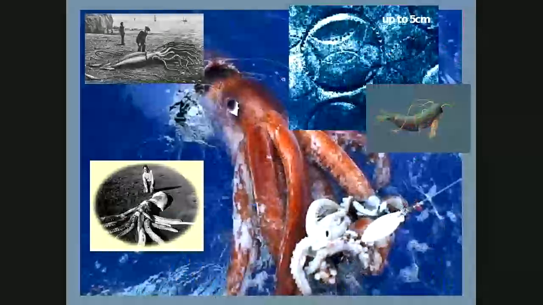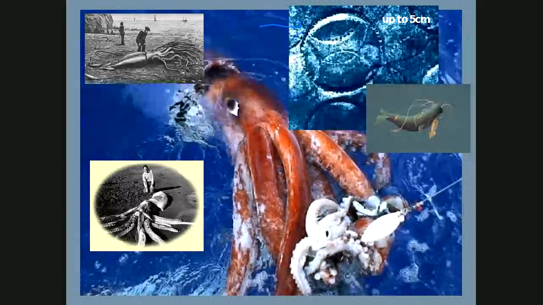Now, back to their size again. Where are the big squid? Well, we knew there were some because they would wash up on the beach every once in a while. And up here on the right, these are sucker scars on the skin of sperm whales. Sperm whales love to dive deep and feed upon these squid.